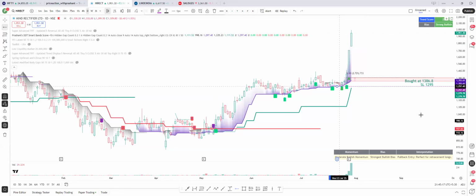It was below this red candle. It is 1297. My stop loss was below that, and from there it has gone up smoothly.